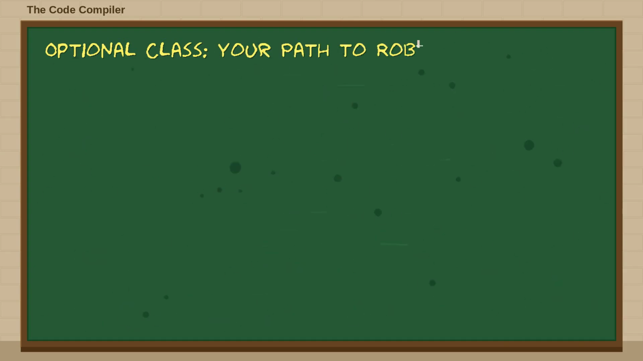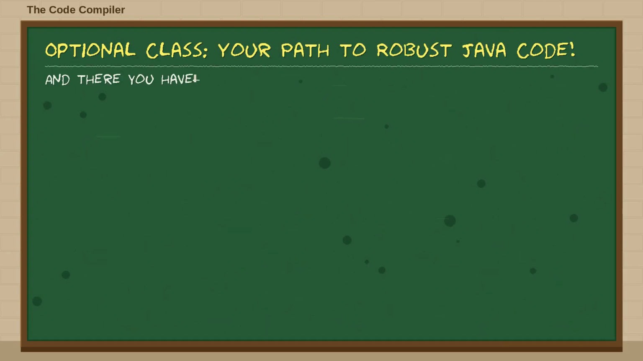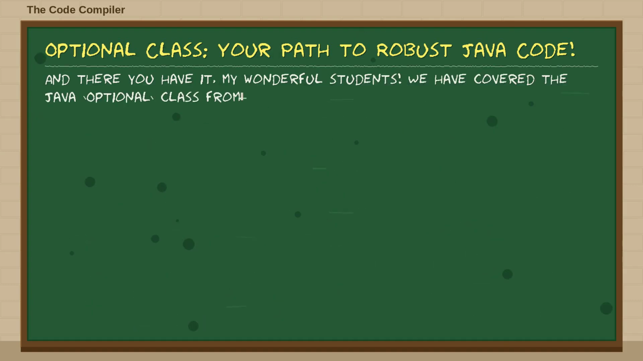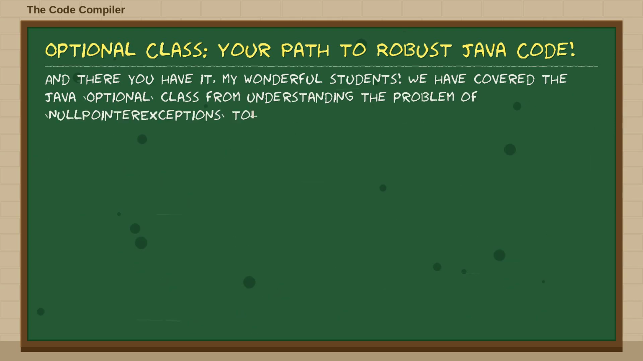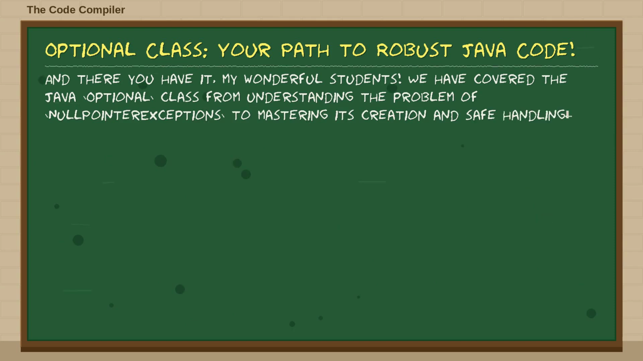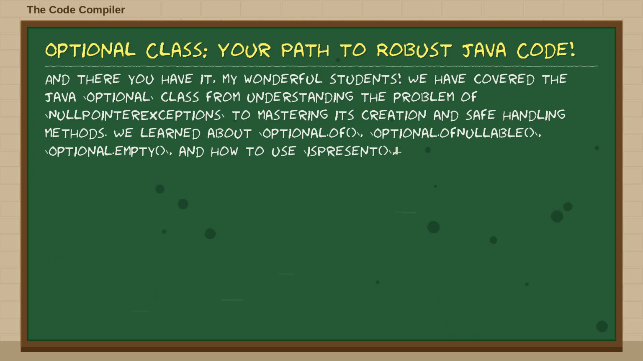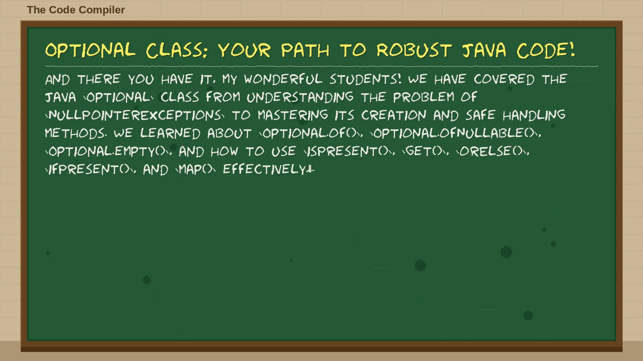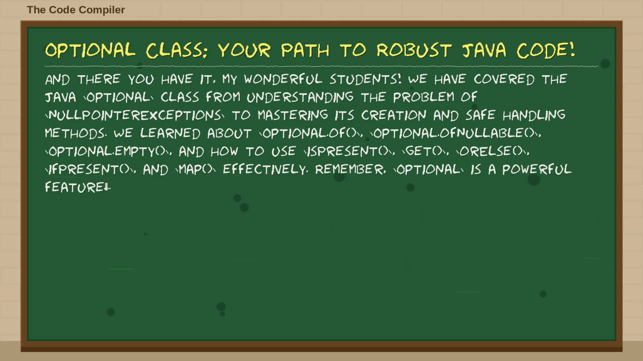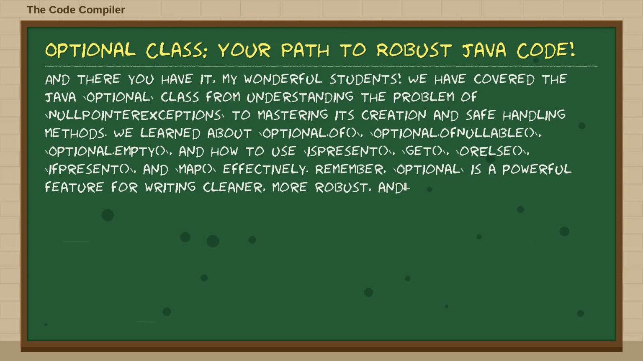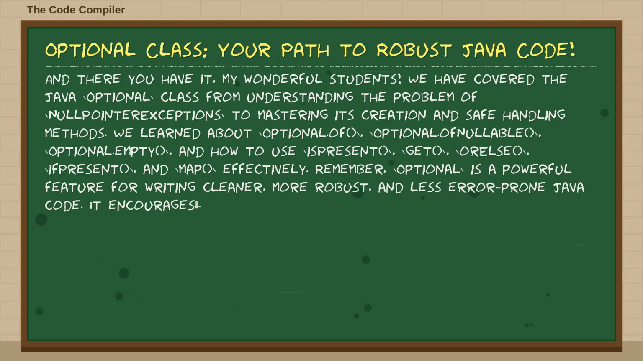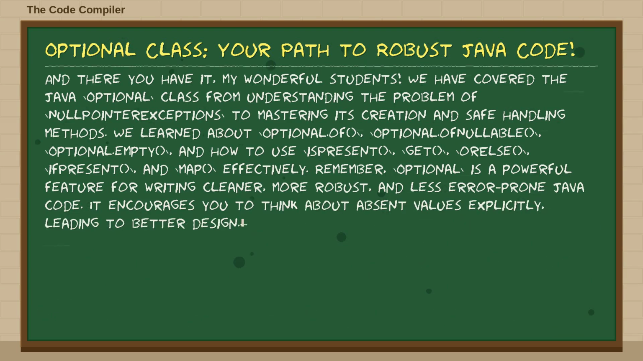And there you have it, my wonderful students. We have covered the Java Optional class from understanding the problem of NullPointerExceptions to mastering its creation and safe handling methods. We learned about Optional.of, Optional.ofNullable, Optional.empty, and how to use isPresent, get, orElse, ifPresent, and map effectively. Remember, Optional is a powerful feature for writing cleaner, more robust, and less error-prone Java code. It encourages you to think about absent values explicitly, leading to better design.